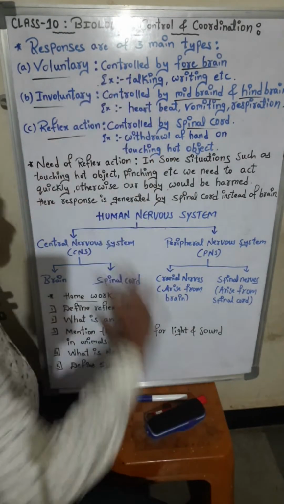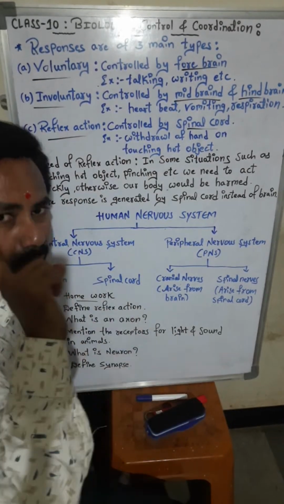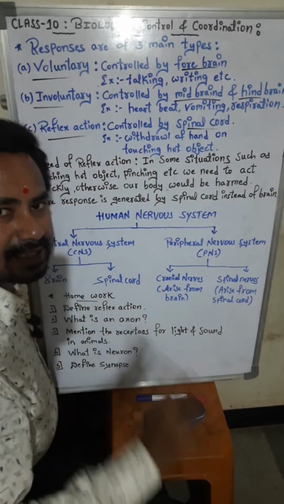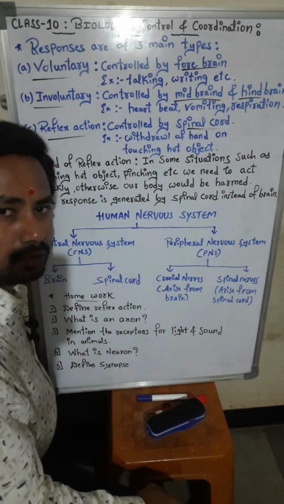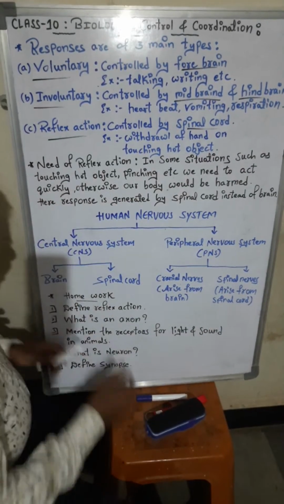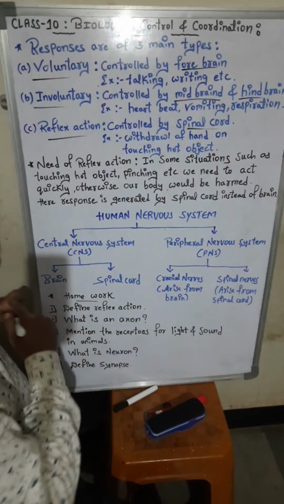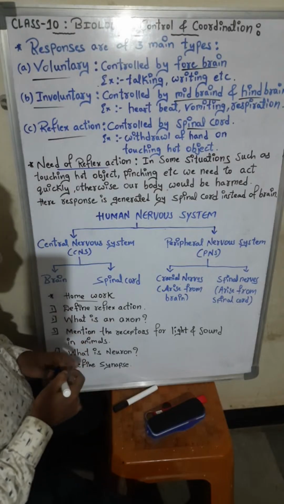So these are the three main responses. Keep in your mind: voluntary, involuntary and reflex actions, and who controls each. As we have already discussed twice. Okay, fine, students. The next topic is the need of reflex action.